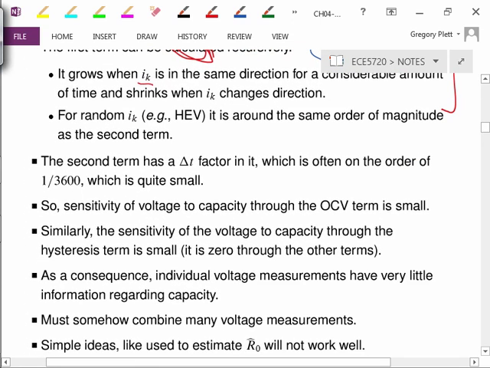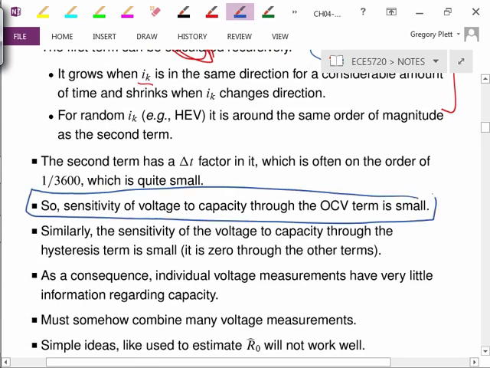So overall, this is our conclusion. Sensitivity of voltage to capacity through the open circuit voltage term in the output equation is very small. It's present, but it's very small. And it's probably dominated by measurement noise. So we would have to accumulate a lot of measurements in order to average out this measurement noise and try to get a good sensitivity by, as we said, charging for a long period of time or even discharging for a long period of time.